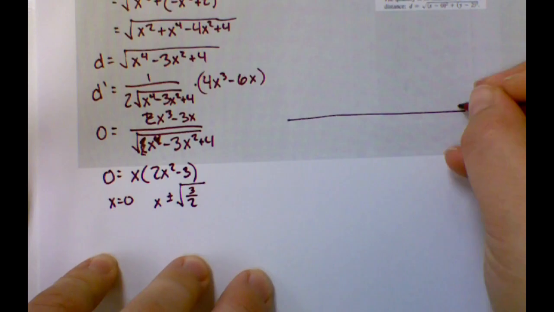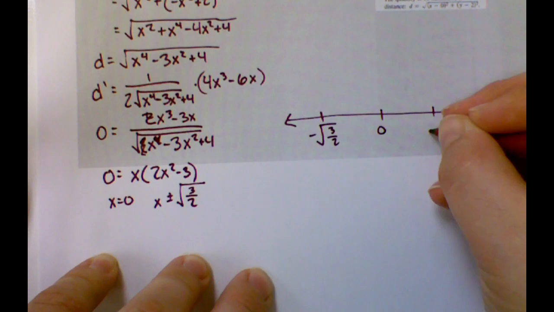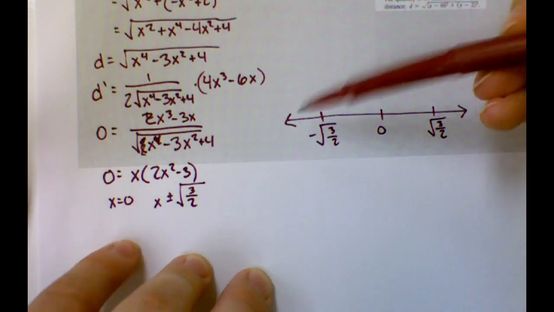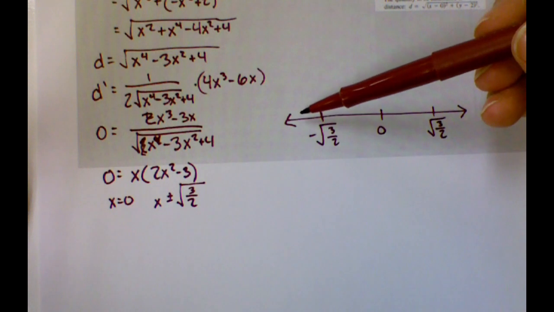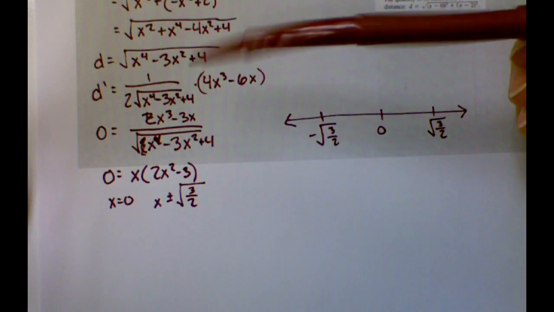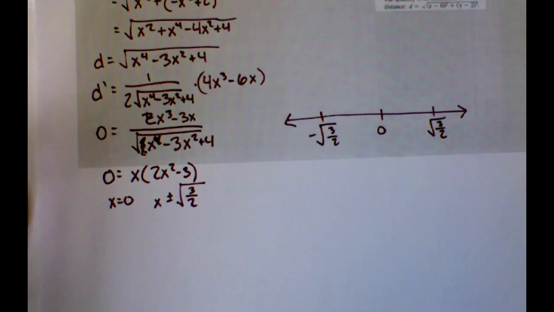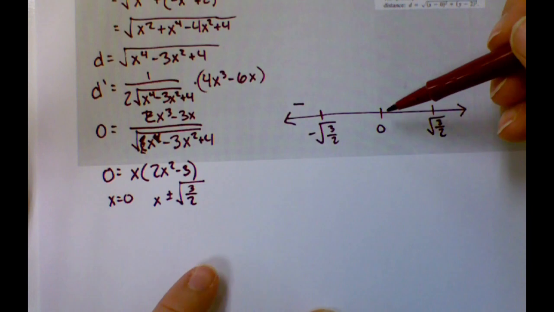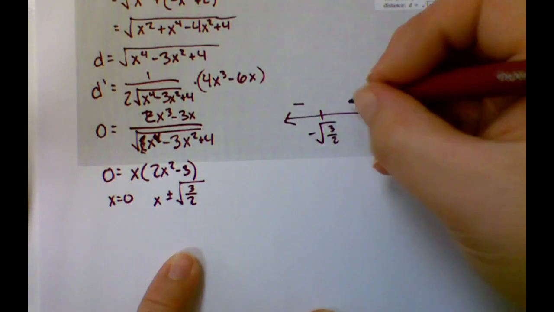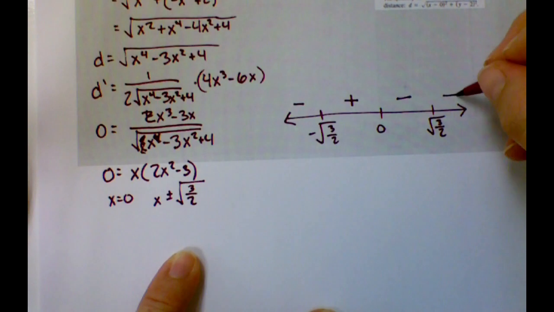All right, look at my number line. Negative square root of 3 over 2, 0, positive square root of 3 over 2. Let's see, something smaller than negative square root of 3 over 2. Negative 2 works. I get a negative over a positive, so that's a negative. Something between negative square root of 3 over 2 and 0. I'm going to pick a 1. I get a positive over a positive. Something between 0 and square root of 3 over 2. I get a negative. And over here, I'll get a positive.